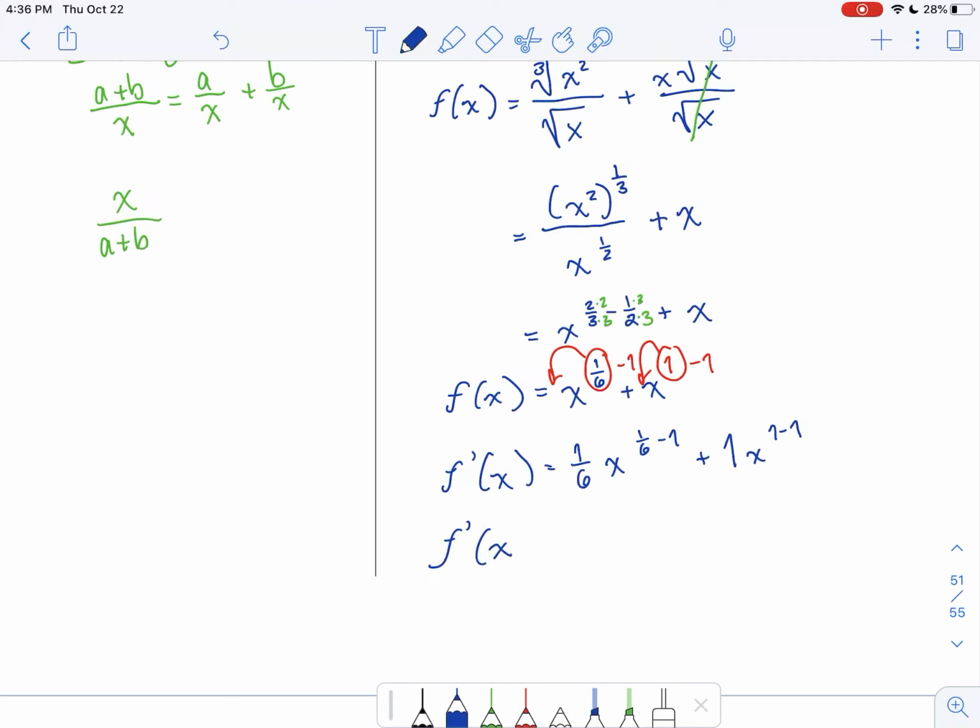So then f prime of x is equal to 1/6 x to the negative 5/6 plus 1. And again, you could turn that into a root and a fraction and everything, but it's just fine like that.